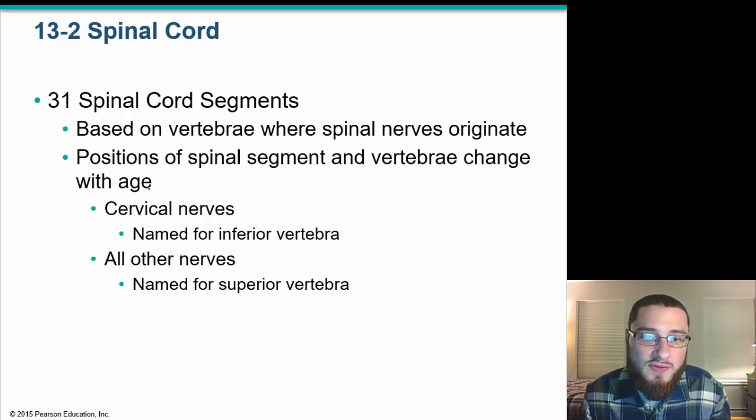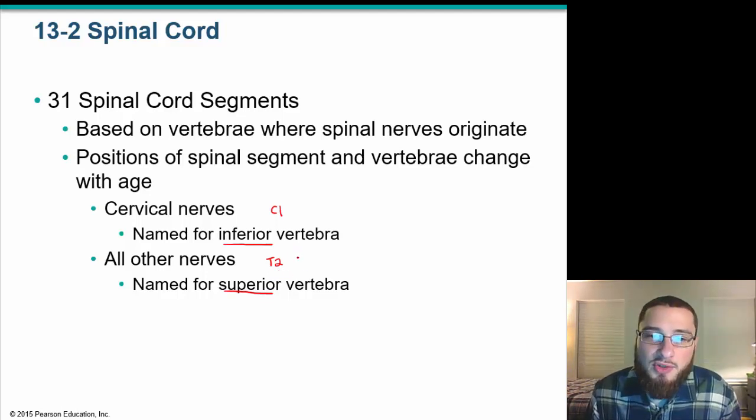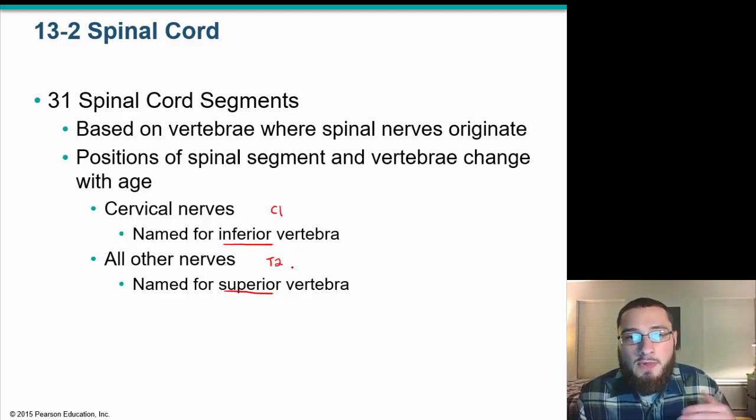And you have cervical nerves, which are named for the vertebrae below it. And all the other nerves are named for the vertebrae above it. So cervical nerves, the one that sits above the C1 is going to be called the C1. And the other ones, if we talk about the T2, what's below the T2 is going to be the T2 nerve. So it changes after the cervical vertebrae, which are named based on the inferior vertebrae, what is below it. The rest are named based on the vertebrae above it.